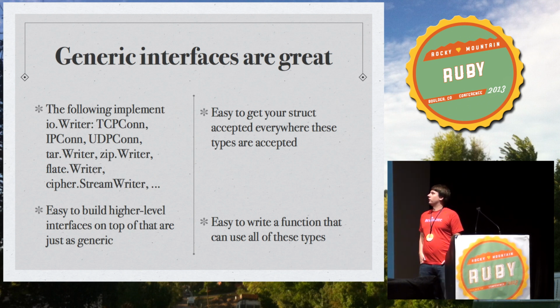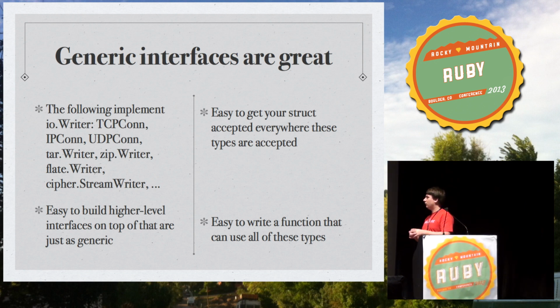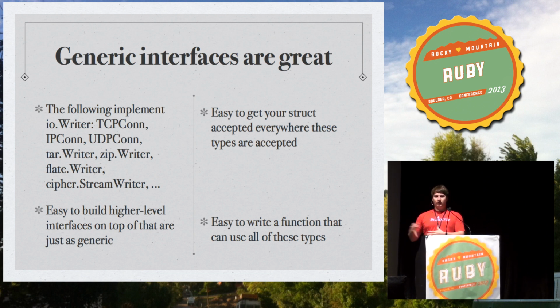There's also Reader, unsurprisingly. So it's easy to build really high-level code this way, really high-level generic stuff. And if you want to get your custom type accepted wherever these guys are, just implement the interface yourself. It's usually not that hard. So I think this is a very powerful mechanism for implementing polymorphism.